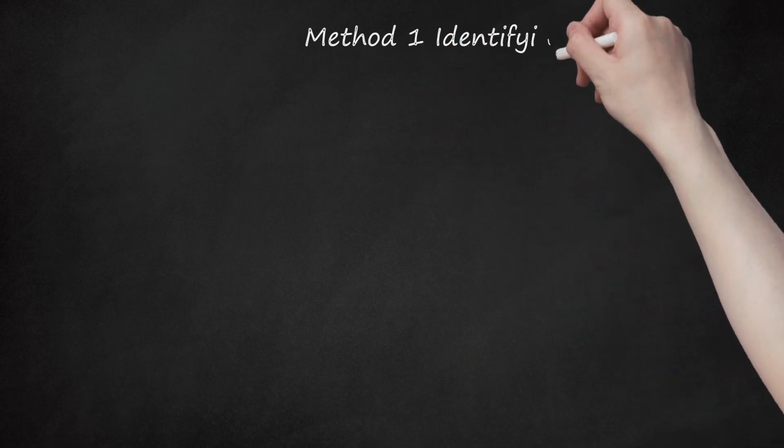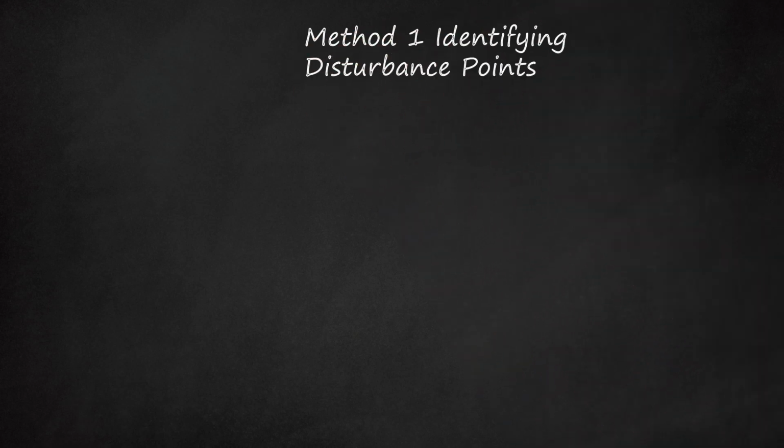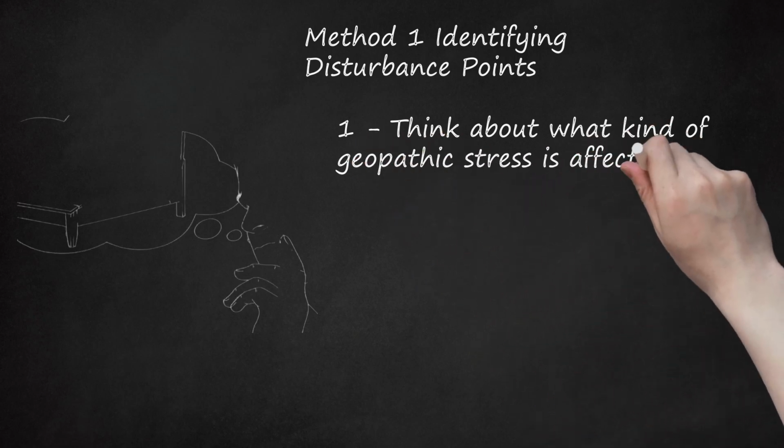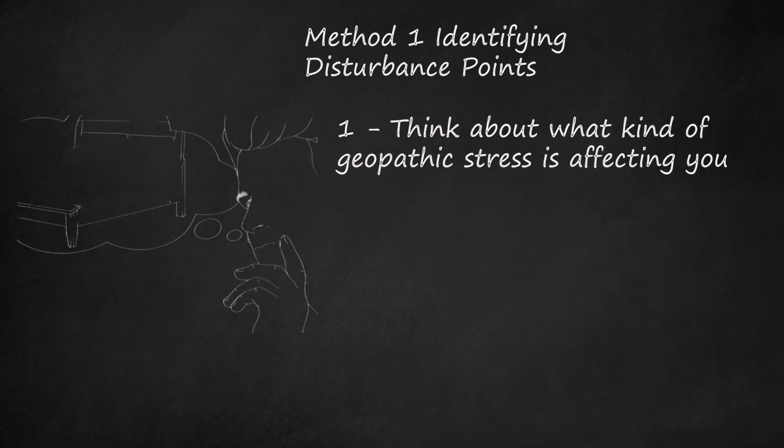Method 1: Identifying disturbance points. 1. Think about what kind of geopathic stress is affecting you. Start with specific questions about the type of stress you are under. Is there a stream flowing under your home? Or are there earth lines crossing to create an overpowering disturbance in your dining room? Try to be specific, as it may affect what solution you take.